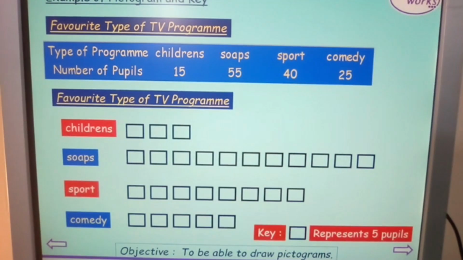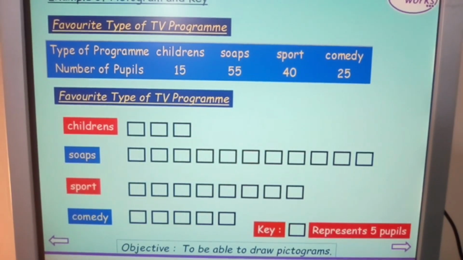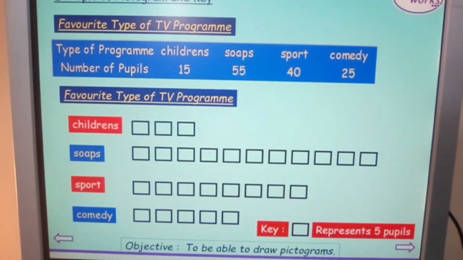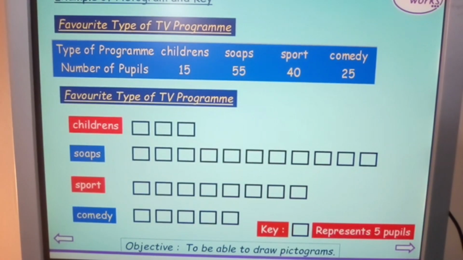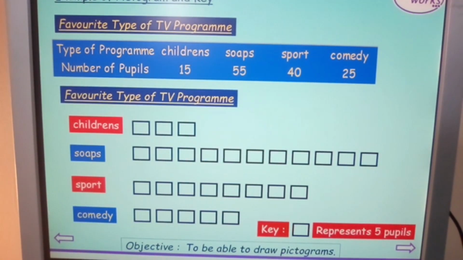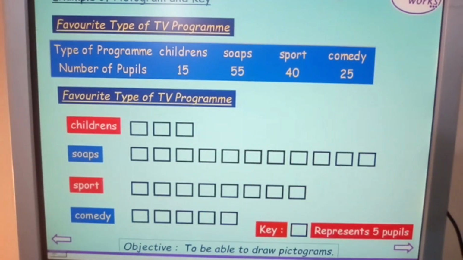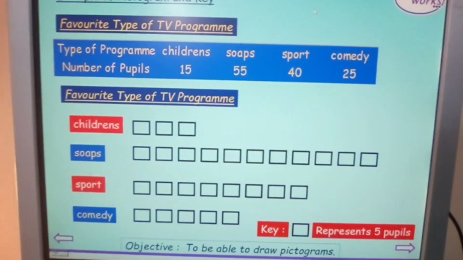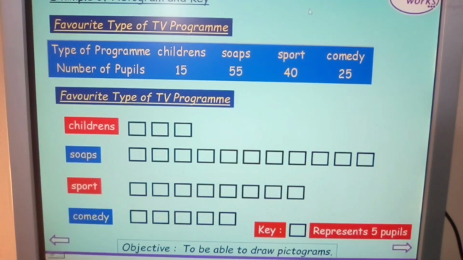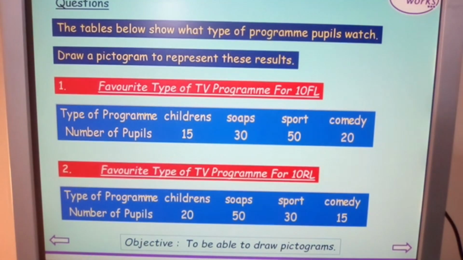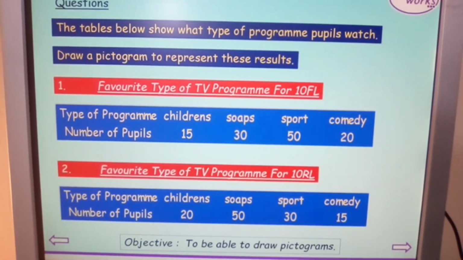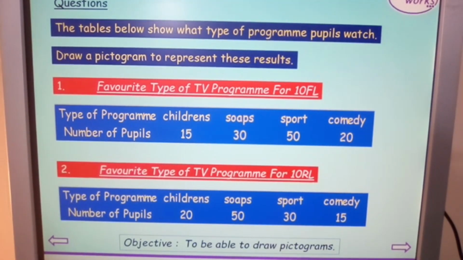Okay, pictograms. And there we are again, just showing you types of programs, an example of pictograms and key. Okay, questions. The tables below show what type of program pupils watch. Draw a pictogram to represent these results.